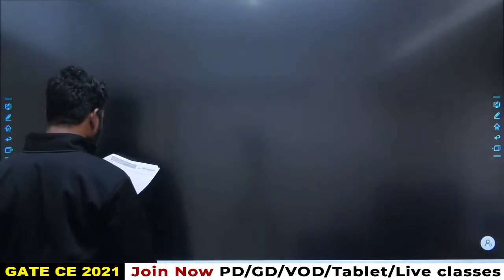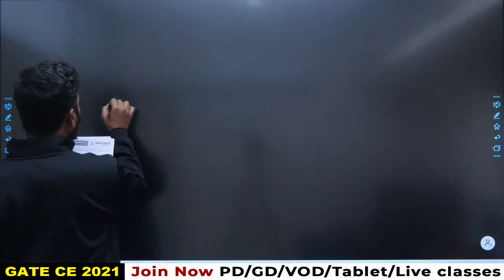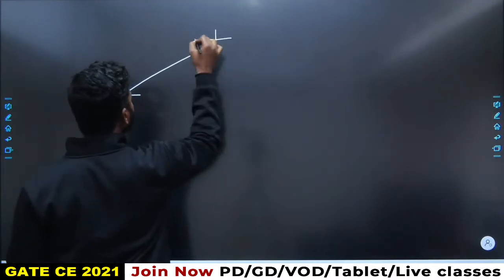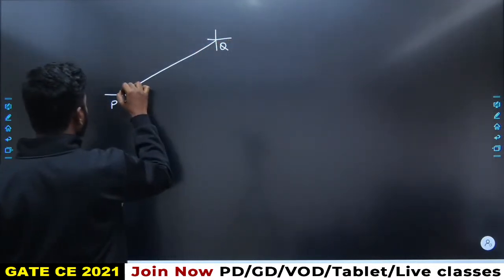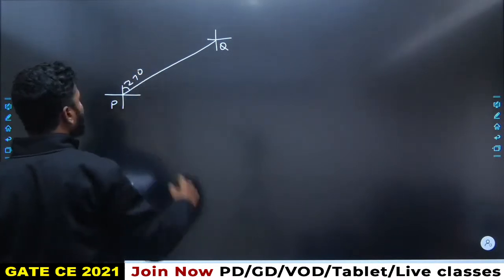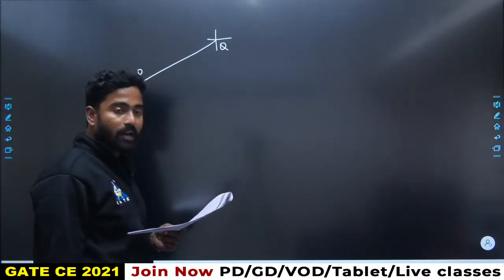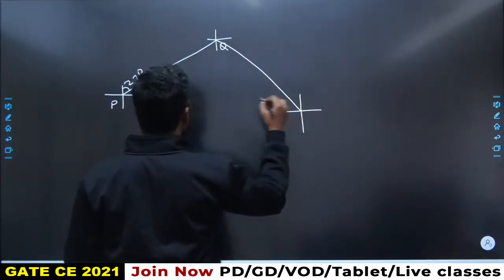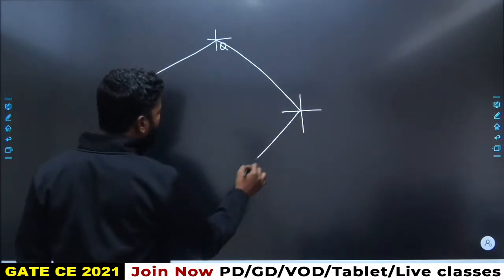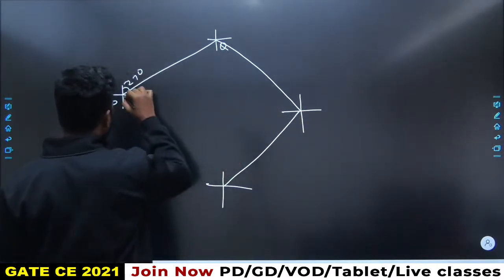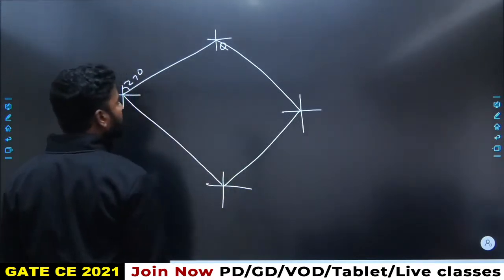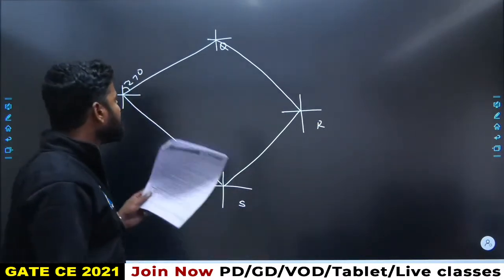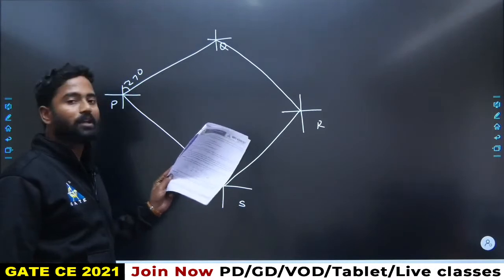So let us say there is PQRS, and he has given the forebearing of line PQ as 27 degrees. And he is saying the traverse is a closed traverse. So let us assume, I don't know exactly how this will be, whenever a question from surveying comes, you just have to draw it, and automatically you will get your answers.